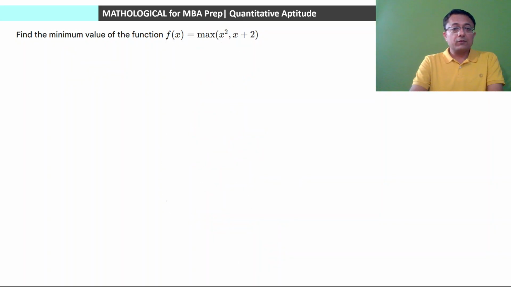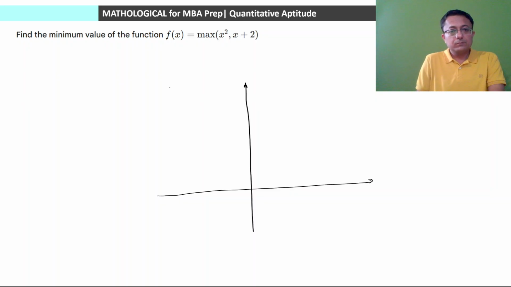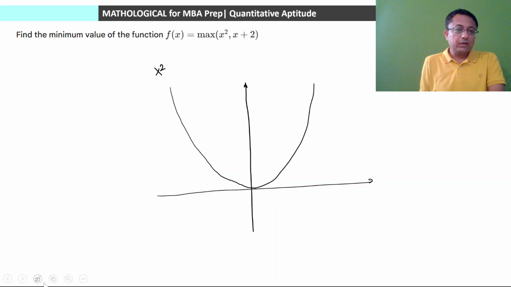Let us draw the graph also. So for x square, graph is very simple. Given function is the x square. So this will be the graph for x square. And for x plus 2, that is also a simple graph, simple line. So at x equal to 0, this will be equal to 2. And slope will be equal to 1. So this will be the graph.